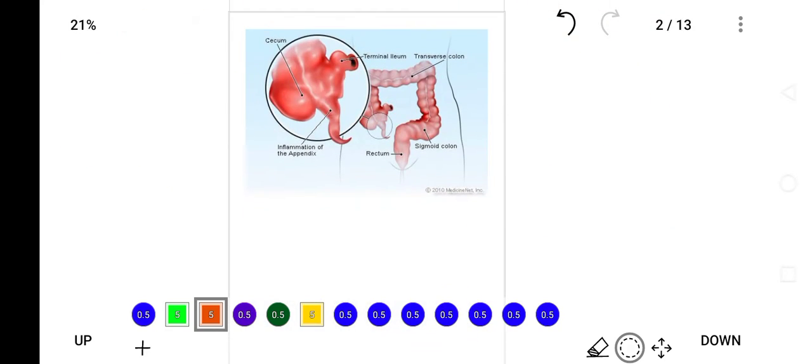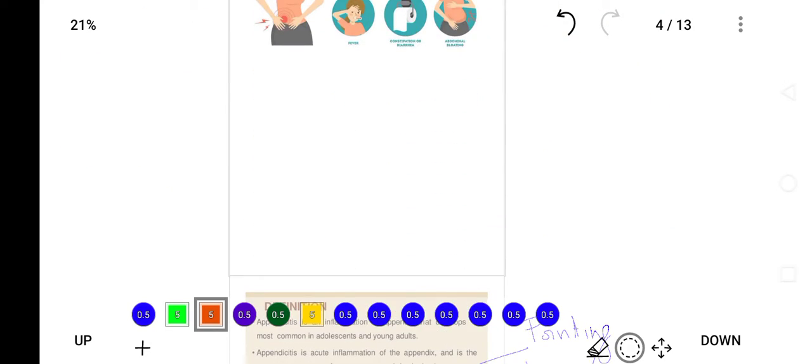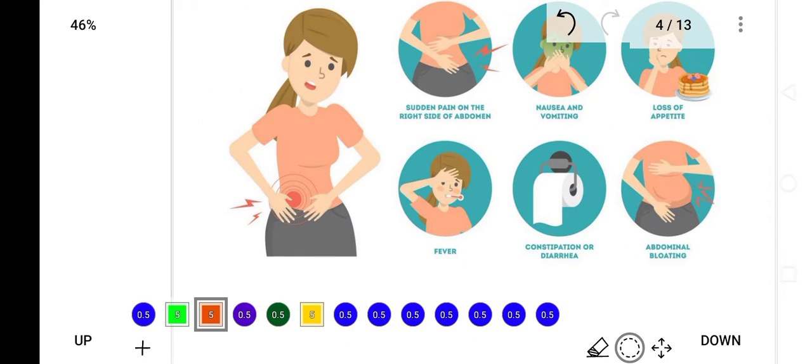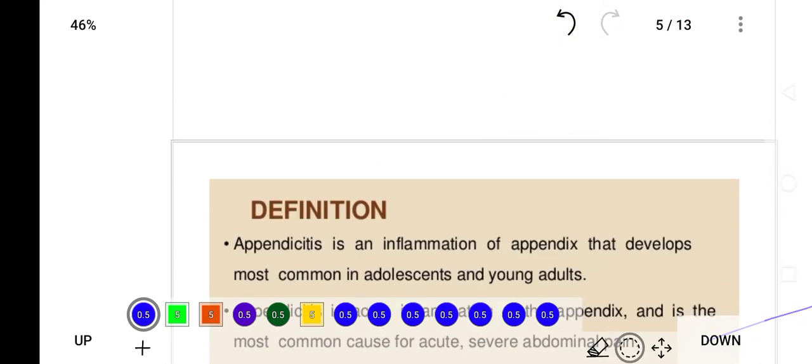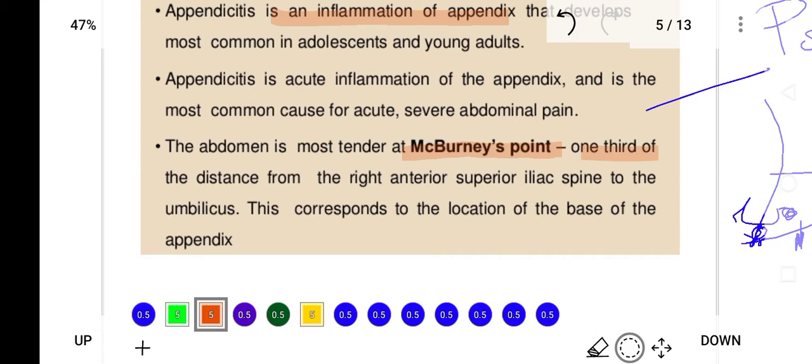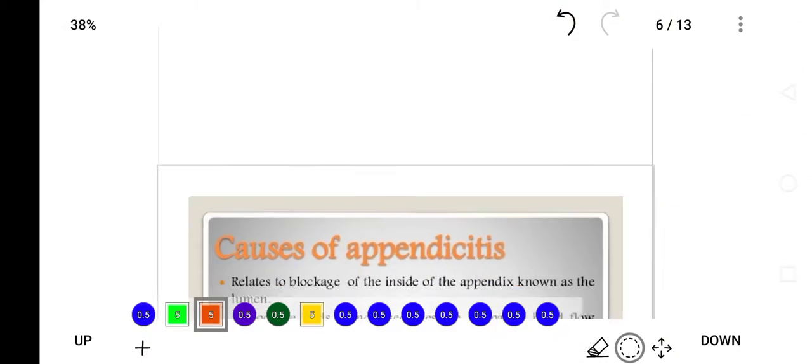So in appendicitis, the patient presents with pain in the right lower quadrant. The patient will exhibit a pointing sign, as you can see in this picture. This female is pointing to the pain here, so that is known as the pointing sign. Appendicitis is acute inflammation of the appendix, with pain in the right lower quadrant at McBurney's point. McBurney's point is one third of the distance from the right anterior superior iliac spine to the umbilicus. The patient will point toward McBurney's point and complain of pain in the right lower quadrant. So that is appendicitis.